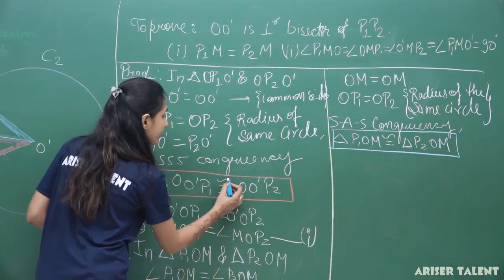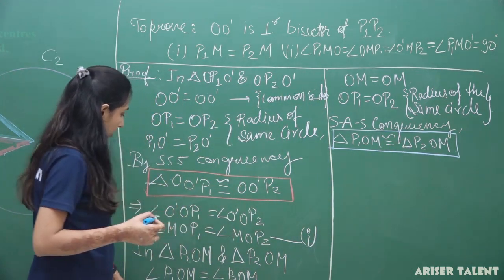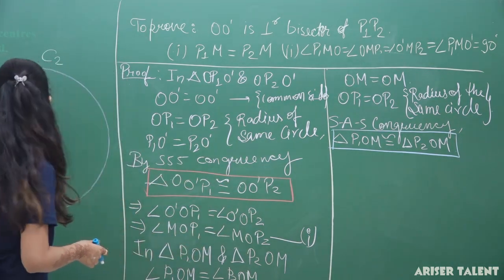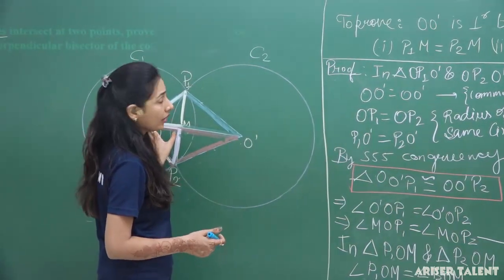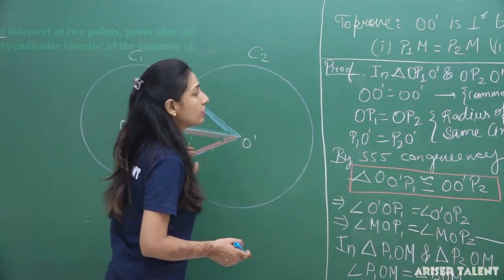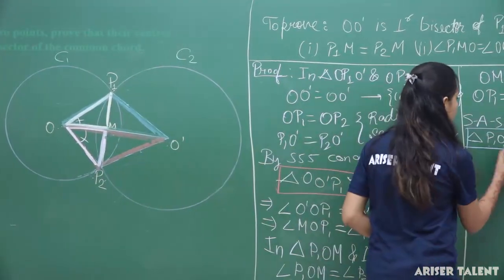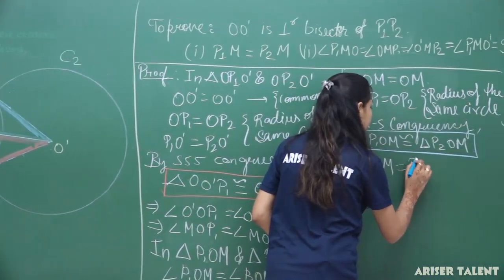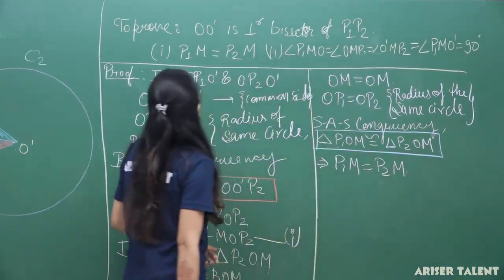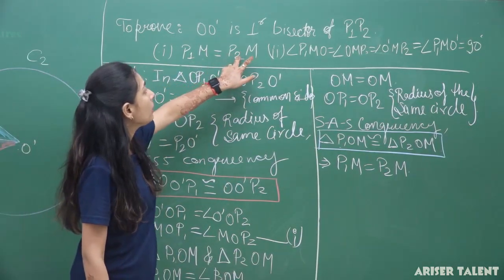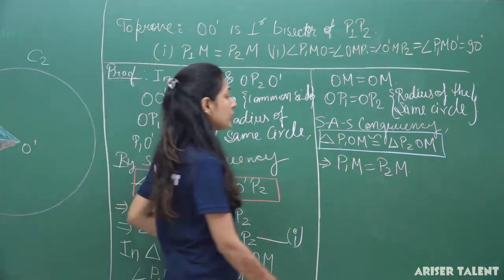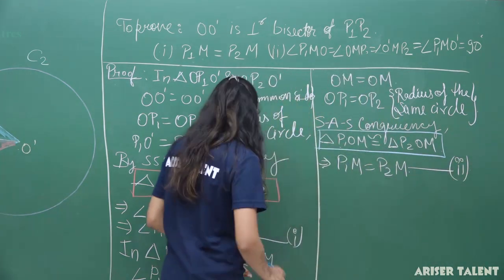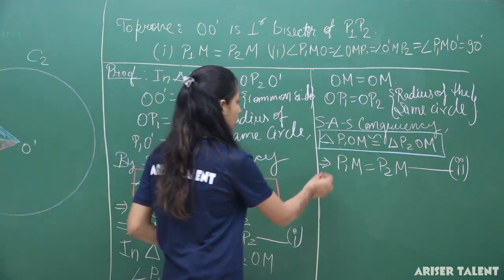Okay, correct the sign of congruency here. I haven't put this mark on it. So if these two triangles are congruent, that does mean that this P1M will be equal to P2M. Now we have to prove that P1M equals P2M. Proved first part. So I am marking it because this is important to me. I have to prove that only.